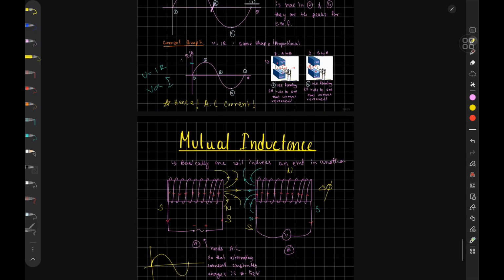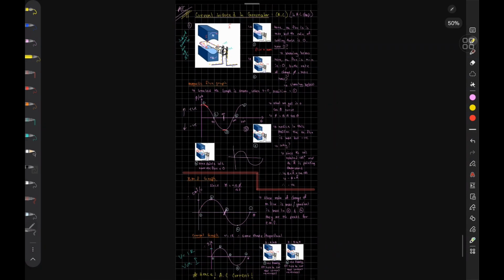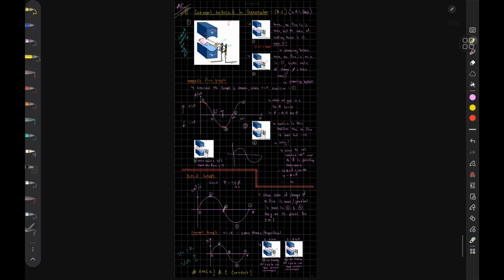And that is pretty much it for mutual inductance. And we just tipped off the topic of alternating current. So we just started. We gave you a pretty decent pointer of what alternating current is. So hopefully this would be useful.